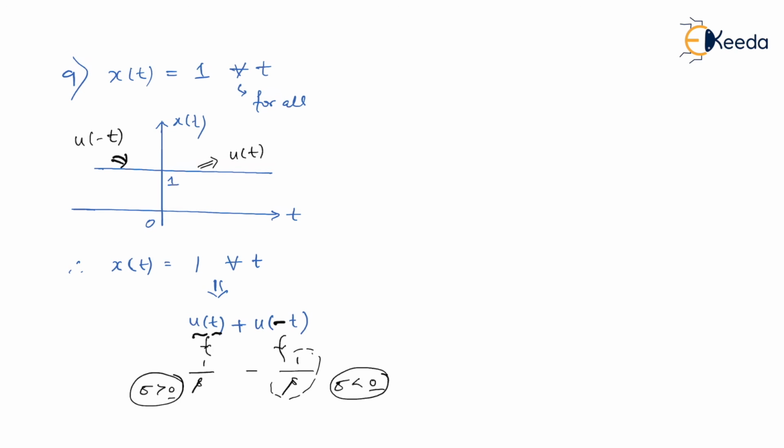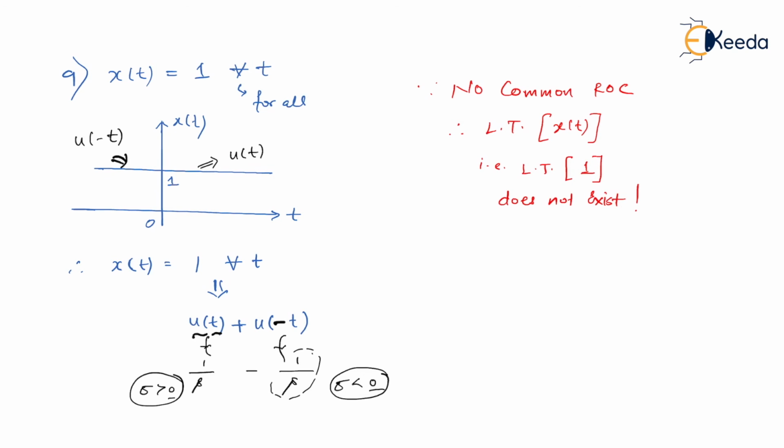So now sigma greater than 0 and sigma less than 0, one can easily say that there is no common ROC, because the first ROC says it is greater than 0, the other one says it is less than 0. Of course, there is no common ROC. If there is no common ROC, it means Laplace transform for the given function does not exist. I repeat, Laplace transform for the given function does not exist. So Laplace transform of 1 does not exist.